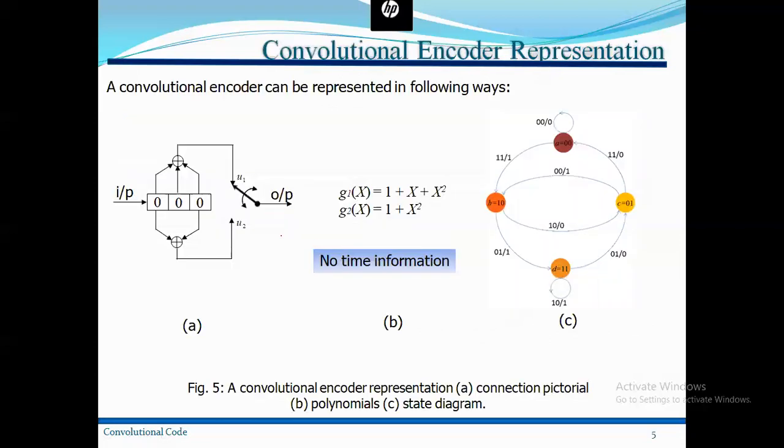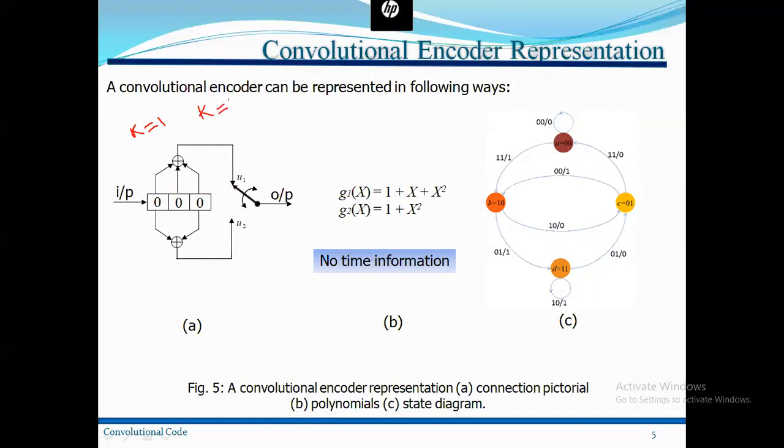So there are several representations of the encoder. One is the pictorial representation of the encoder, in which we show the connection of the shift registers by the modulo 2 adders. Here we are considering that the k tuples, k is equal to 1, and the constraint length K is equal to 3.